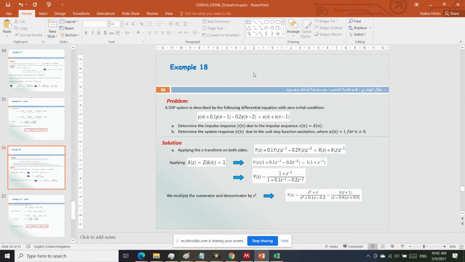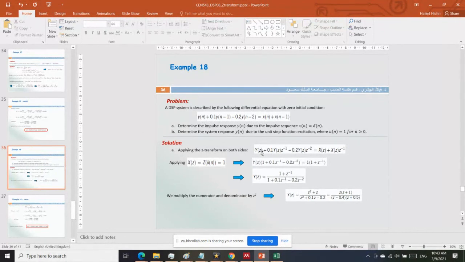And then the second question, determine the response y[n] due to the unit step function excitation, meaning we make x[n] equal to u[n]. Okay, so we take the difference equation and we apply the z transform on both sides. This is a linear combination, and since the z transform is linear, we just take the z transform of every part.